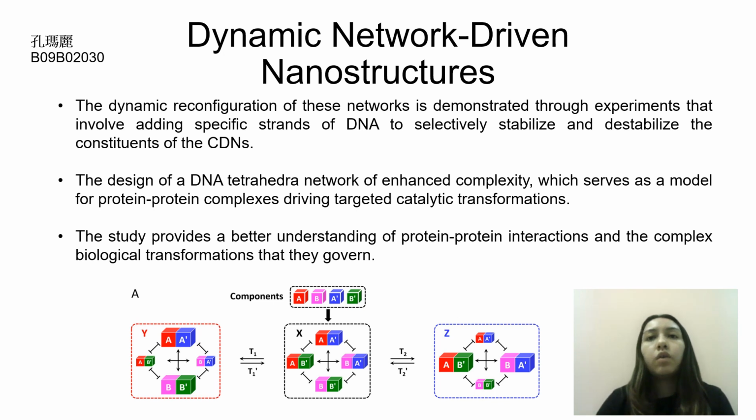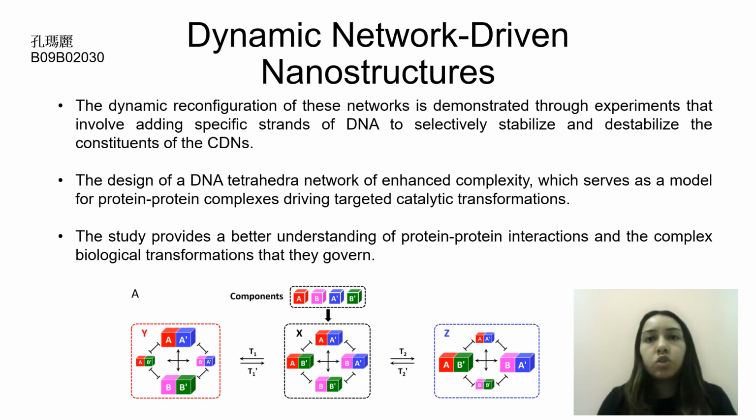So the dynamic reconfigurations of this network are demonstrated through different experiments that involve adding specific strands of DNA to selectively stabilize and destabilize the constituents of the CDN. This design of the DNA tetrahedra network of enhanced complexity serves as a model for protein-protein complexes driving targeted catalytic transformations. And the study provides a better understanding of protein-protein interactions and the complex biological transformations that they govern.